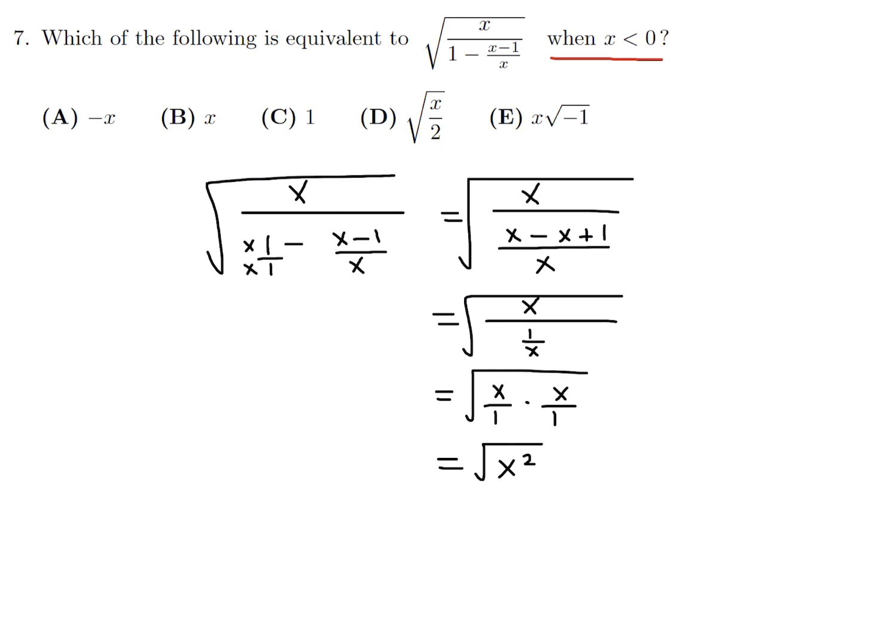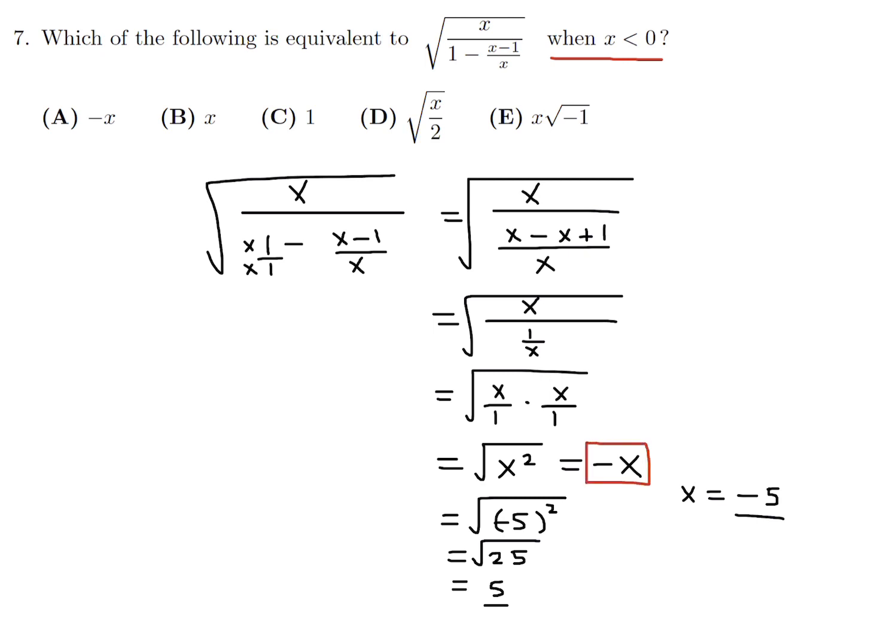So, for example, x is less than 0, right? So let's say x is negative 5. If that is the case, what happens here? Let's see. Negative 5 squared, all under the square root sign. Negative 5 squared is 25. Square root of 25 is 5. Well, I got 5, and the answer is different than just x. It's negative x. And that is true only when x is less than 0. So number 7, the answer is A.